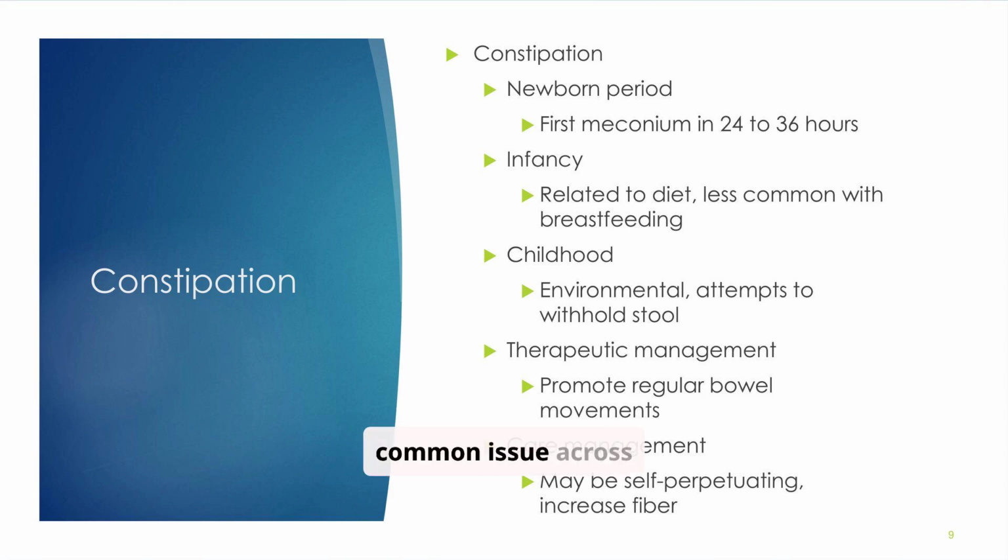Constipation is a common issue across different age groups. In the newborn period, failure to pass the first meconium within 24 to 36 hours can be significant. In infancy, it's often related to diet, being less common with breastfeeding. In childhood, it can be environmental or related to attempts to withhold stool. Therapeutic management aims to promote regular bowel movements, often involving increased fiber intake.